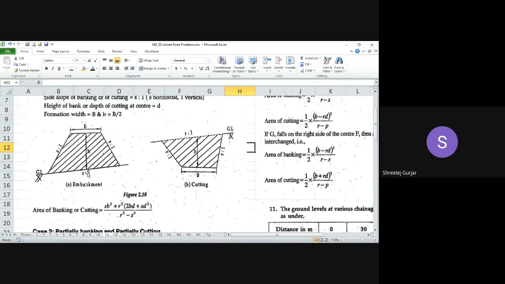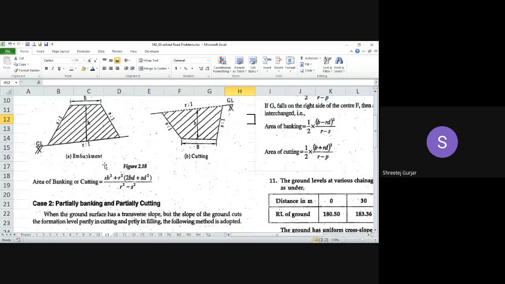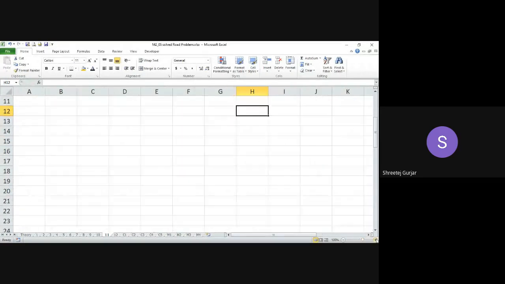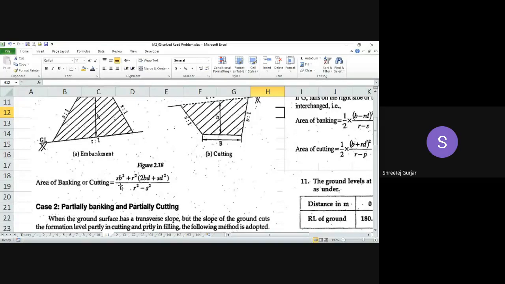So to calculate this area which they have shaded or hatched, we have a formula. No need of any derivation; they directly remember the formula. So area of cutting or banking is given by this formula: (SB squared plus R squared into 2BD plus SD squared) divided by (R squared minus S squared). What is R? R is your transverse slope. What is S? S is your side slope. What is small b? Small b is your top width divided by 2.